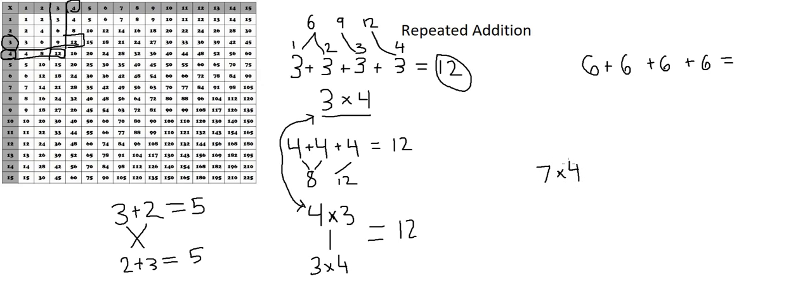So now let's look at this equation up here. 6 plus 6 plus 6 plus 6. Now, if we use the brute force method, we can see that 6 plus 6 is 12. If we add another 6, it's 18. If we add one more 6, it's 24.